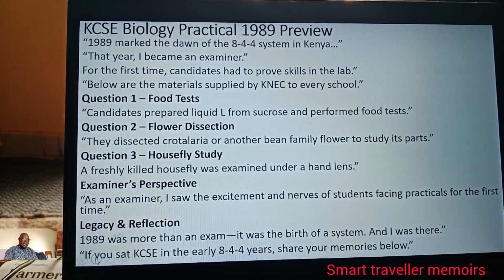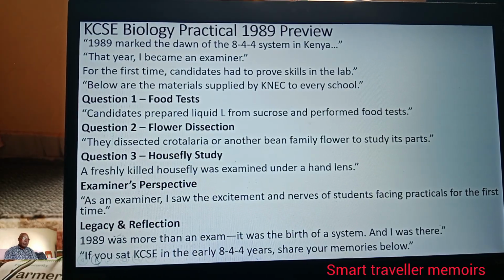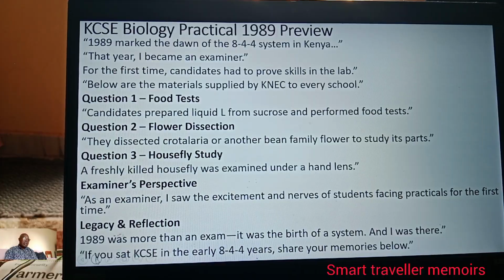As an examiner, I saw the excitement and the nerves of students facing practicals for the first time in a new education system. 1989 was more than an exam. It was the birth of a system, and I was there.